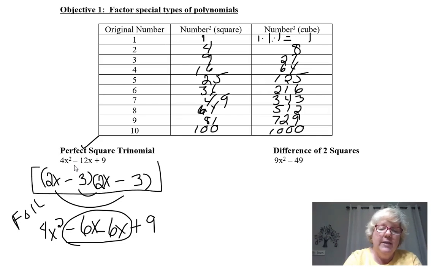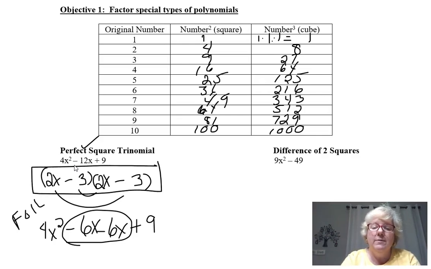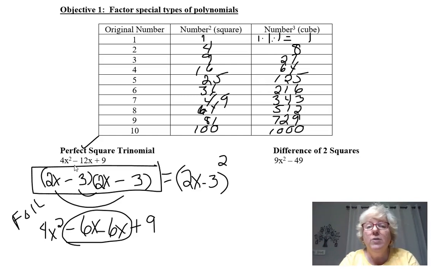So your answer is 2x minus 3 to the second power. Many people will write this as 2x minus 3 with the quantity squared. You can write it either way. Another special square factoring is when you have a binomial with two terms. In this case, it has to be the difference, so it has to be a subtraction in the middle for this to work. The first number is a 9, and again, that's 3 times 3.